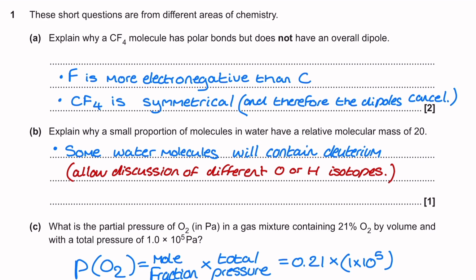Explain why a small proportion of molecules in water have a relative molecular mass of 20. We've not changed the formula, it's still H2O, so how do we get 2 more atomic mass units on there? Well, it's because of isotopes. And specifically, I would have thought that you would go straight to the idea of deuterium, especially if you finished Module 6 on the specification, since we learned a little bit there about D2O and NMR spectroscopy. However, they did allow any discussion here of oxygen or hydrogen isotopes to explain the answer.